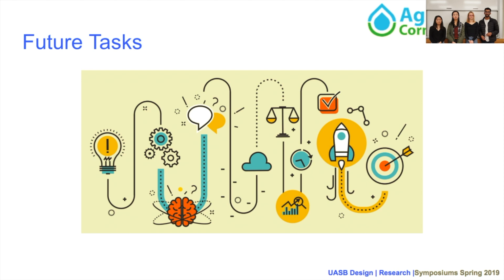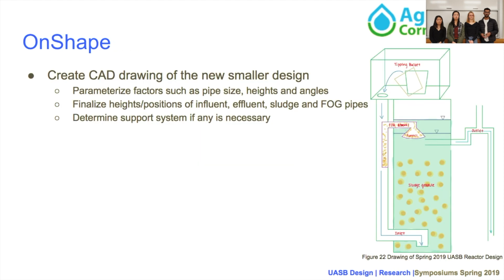Now that we've figured out the reactor we want to create, we've laid out some future tasks for future semesters to take over and execute. The first task is to finish the Onshape model. At the end of the semester, after meeting with Monroe, Ruth, and Ed from the wastewater treatment plant, we decided to go with the smaller reactor, and we need to complete the Onshape CAD drawing for this design. What we want to do differently compared to our initial large 36-inch diameter reactor is make sure that this design is parameterized.